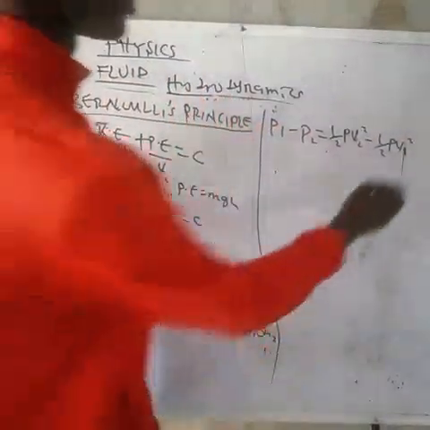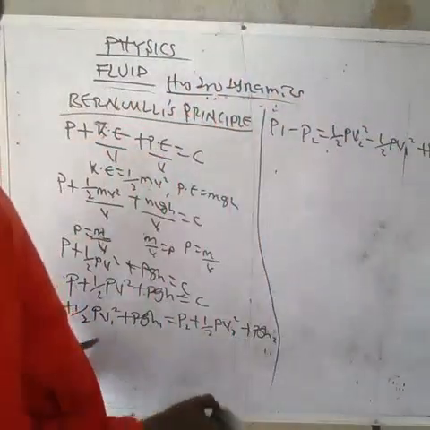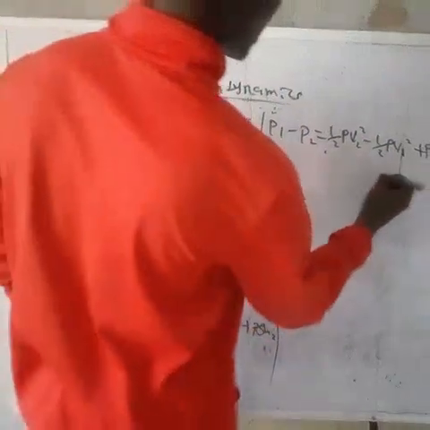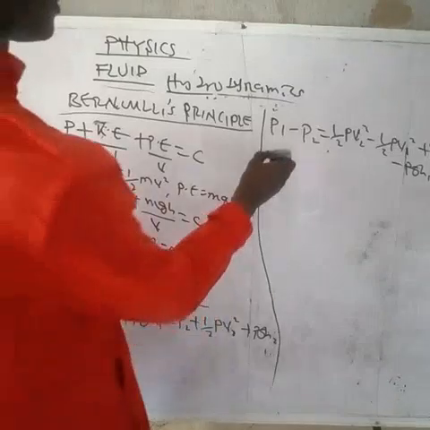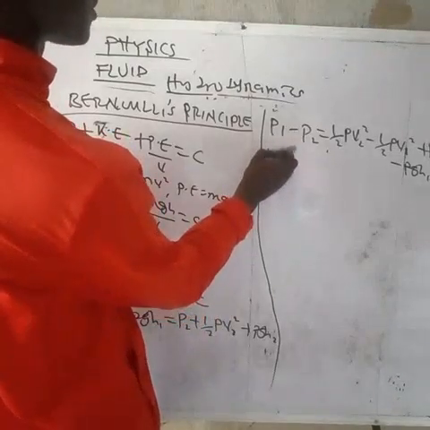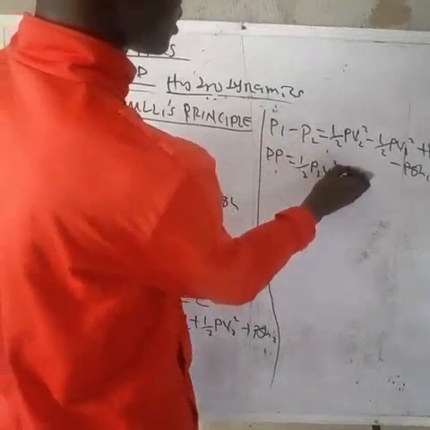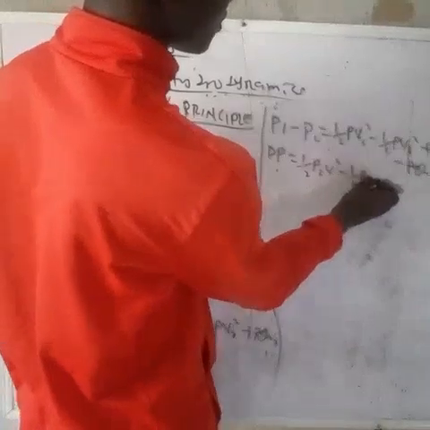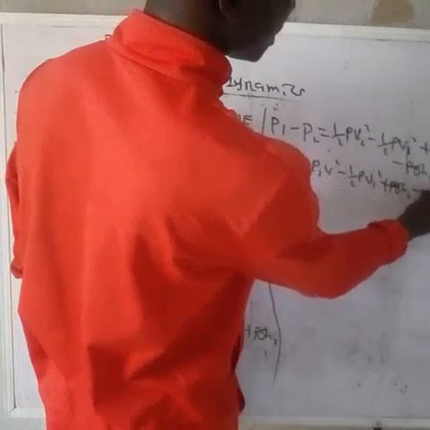Okay, then we have plus rho GH2 here. Then we have the final, which is GH1, that is minus rho GH1. Alright, so if that is what we have, then P1 minus P2 will give us the change in pressure, which is equal to 1 over 2 rho V2 squared minus 1 over 2 rho V1 squared plus rho GH2 minus rho GH1.